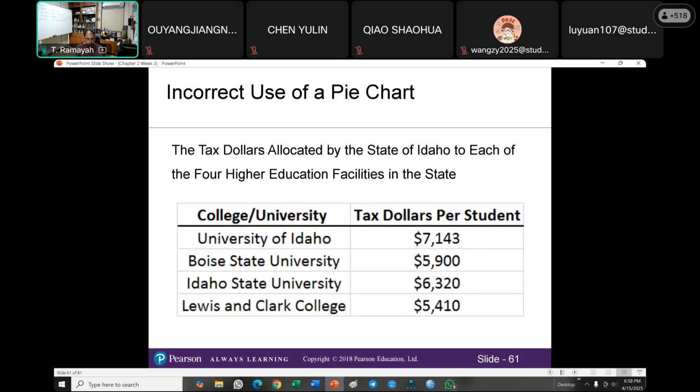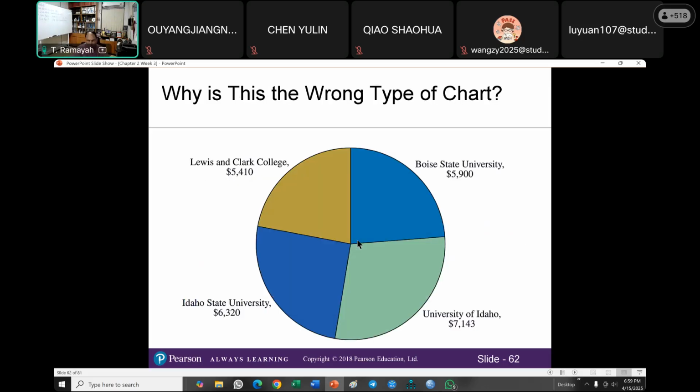Sometimes we also see people presenting the pie chart incorrectly. What is meant by incorrectly? Here we have tax dollars spent per student in these 4 universities. How much tax dollars are spent in Idaho? How much per student is spent in Boise? So let's say we draw a chart like this. What is wrong with this chart?